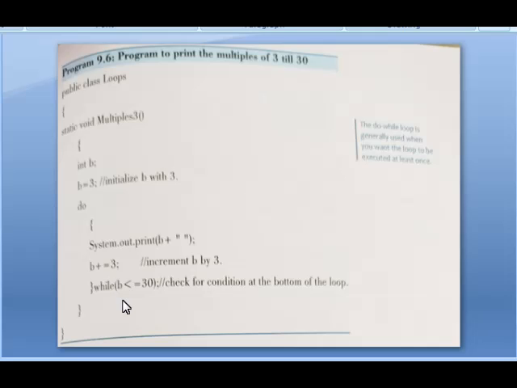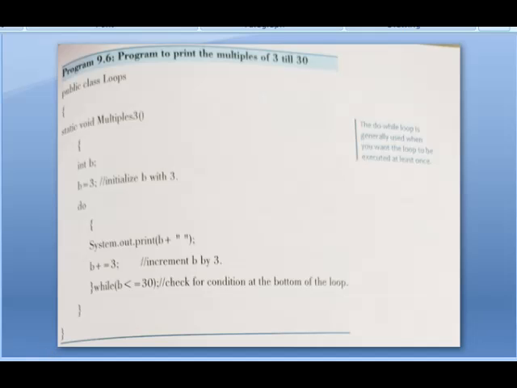It does the process first and increments the value, and only the second time it tests the condition: while b is less than or equal to 30. If the condition is true, then again it will do the same process. If the condition is false, then it will exit from the loop, terminate the loop.